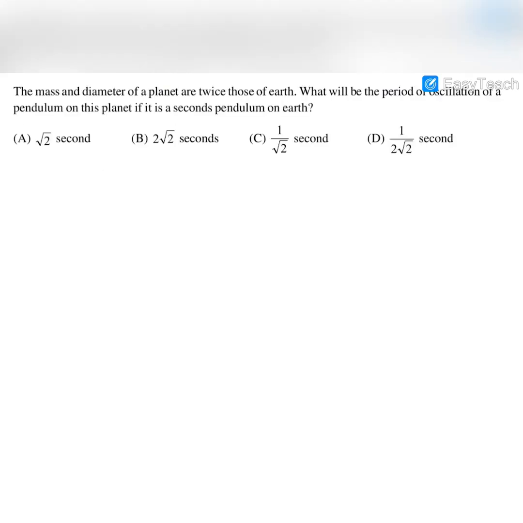In this question, you can see that the mass and the diameter of a planet are twice that of Earth, and we have to find the time period of oscillation of a pendulum on this planet if it is a seconds pendulum on Earth. First of all, we know that a seconds pendulum has a time period of 2 seconds. We also know that the time period of SHM of a simple pendulum is T is equal to 2 pi under root L by g.